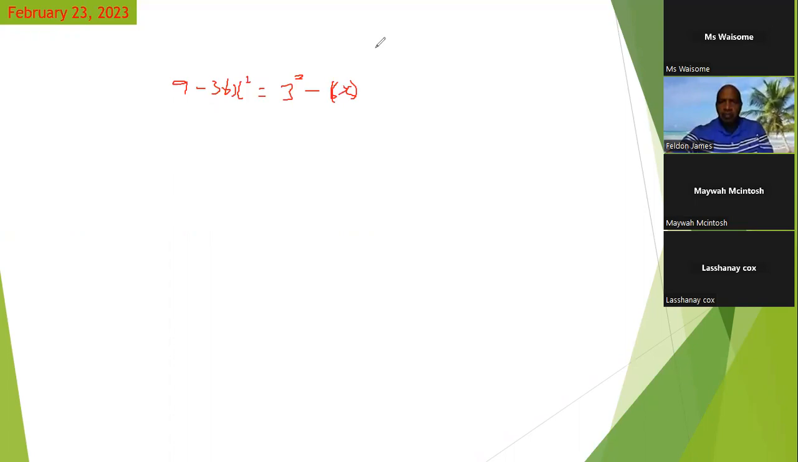I open two pairs of brackets. Two pairs, sir. So in one bracket you have 3 minus, sorry, 3 minus 6x, and in the other you have 3 plus 6x, sir. And that would be the factorized form.